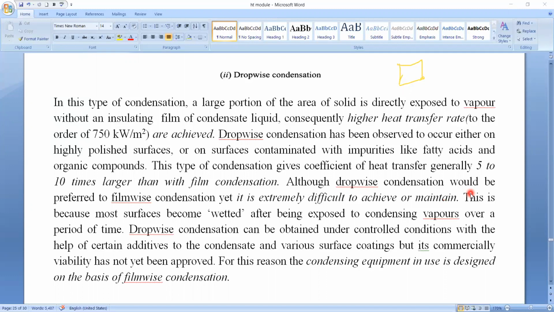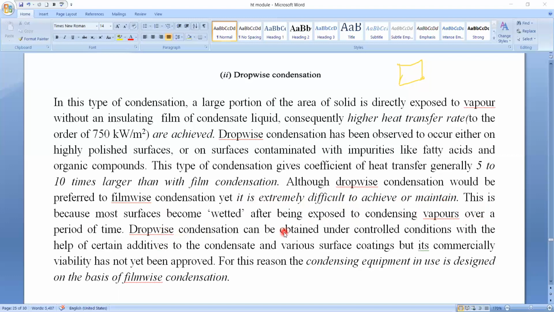Okay, though the rate of heat transfer and the heat transfer coefficient are more compared to film-wise condensation, it's very difficult to attain dropwise condensation in practice for a long period of time. This is because most surfaces become wetted after being exposed to condensing vapors over a period of time.